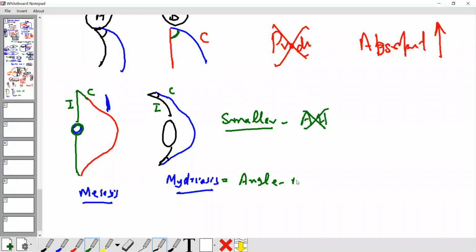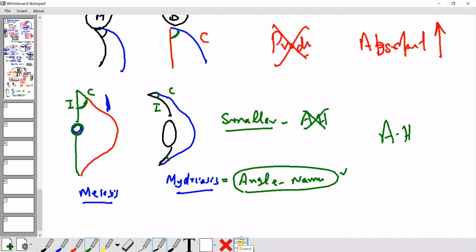Is that good for glaucoma? It's not good for glaucoma. The person already has too much aqueous humor, so if the angle becomes narrow, it's not good for glaucoma. If the angle is open, you can see here a very big angle, here the angle is very small. So now tell me, is meiosis good for glaucoma or is mydriasis good for glaucoma? You want to treat glaucoma. Meiosis is very good for glaucoma.